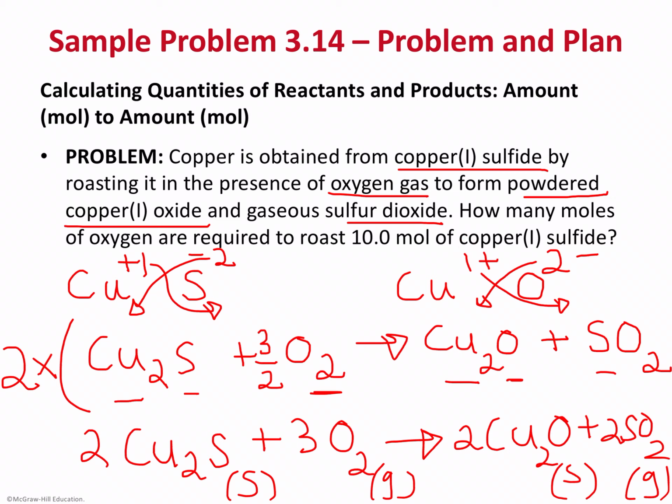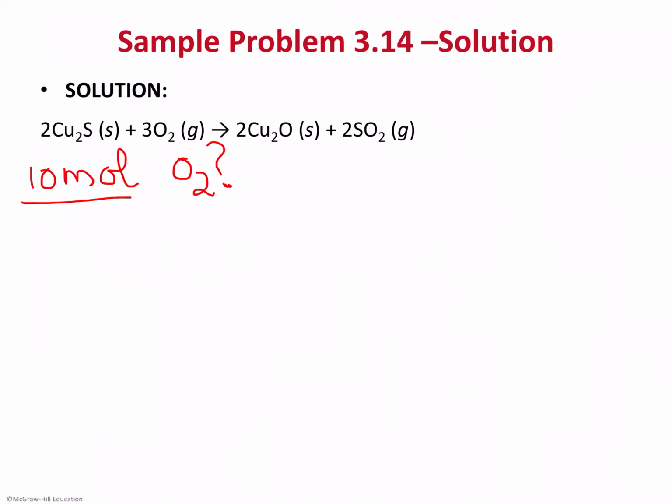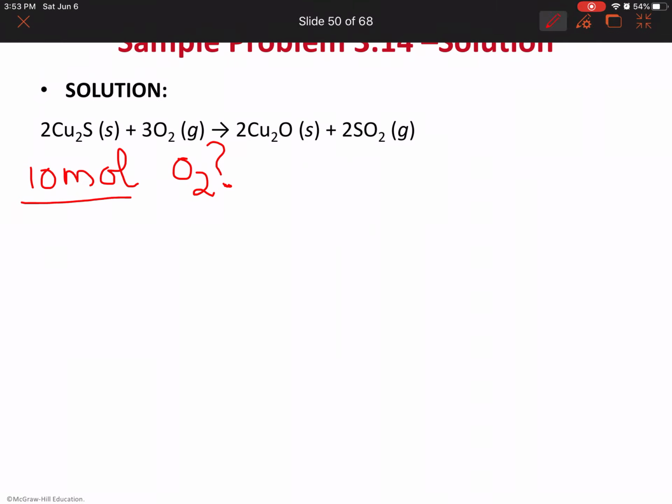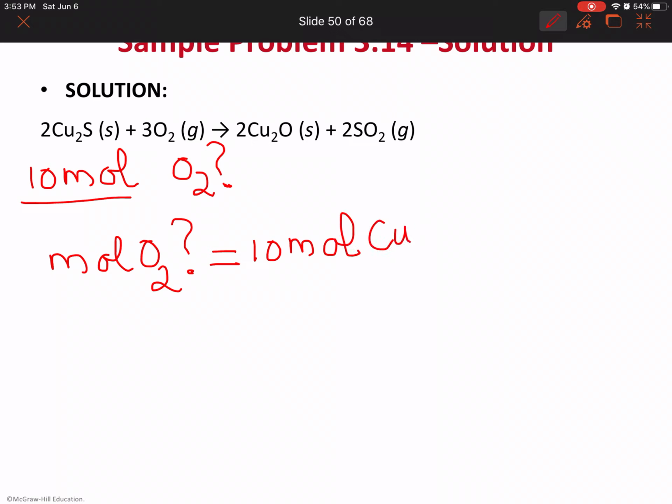So you identify what are the 2 things that you are looking at. Copper 1 sulfide and oxygen, 10 moles. And then we will see how we're going to set this up. Okay, we want to find out moles oxygen. We want moles oxygen. That is going to be on the left side. And on the right side, we always start with what is given. We are given 10 moles copper sulfide.